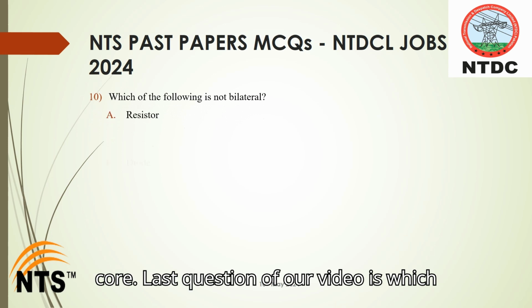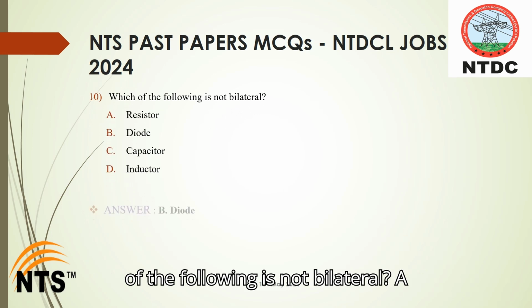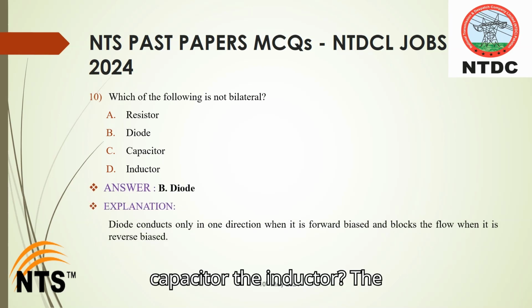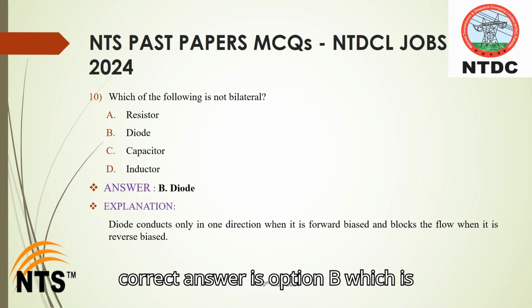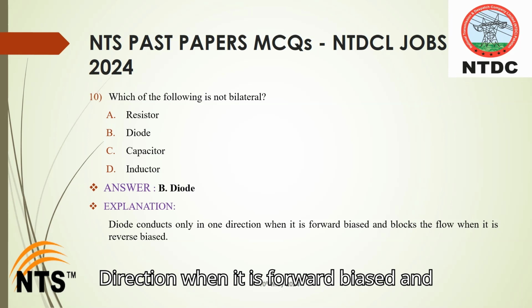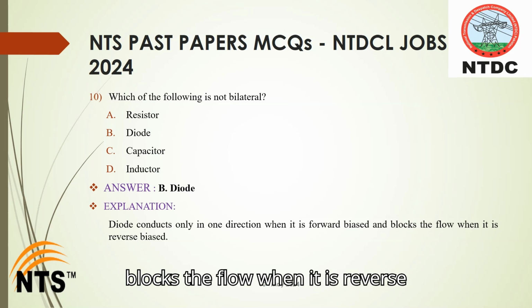Last question of our video is, which of the following is not bilateral? A. Resistor, B. Diode, C. Capacitor, D. Inductor. The correct answer is option B, which is diode. Diode conducts only in one direction when it is forward biased and blocks the flow when it is reverse biased.